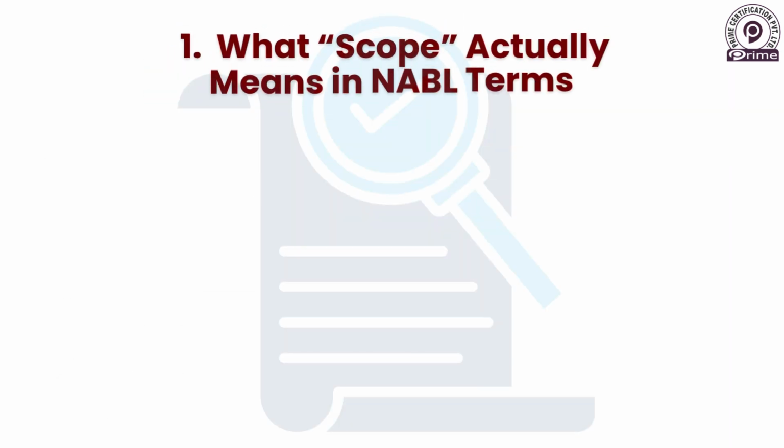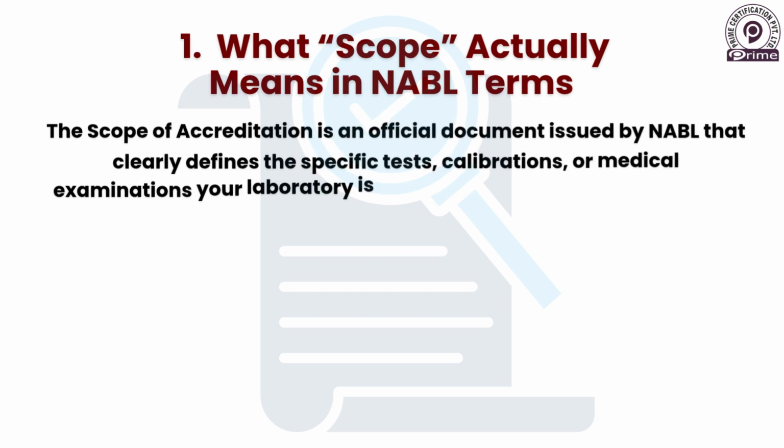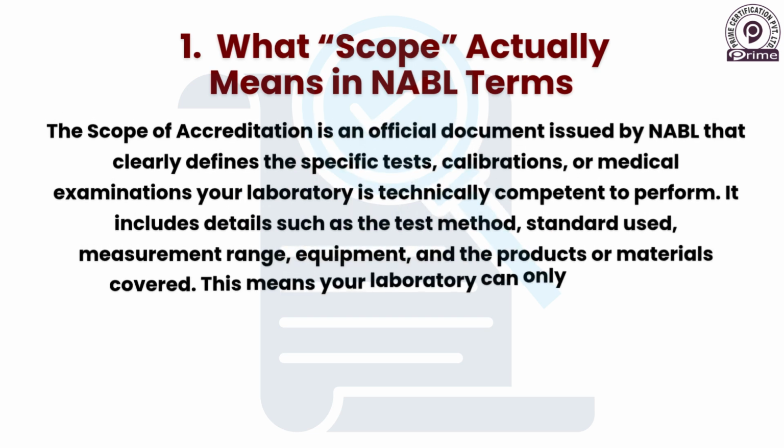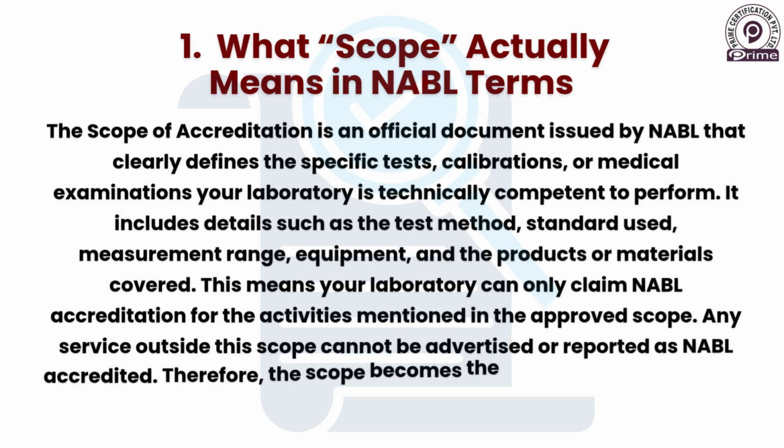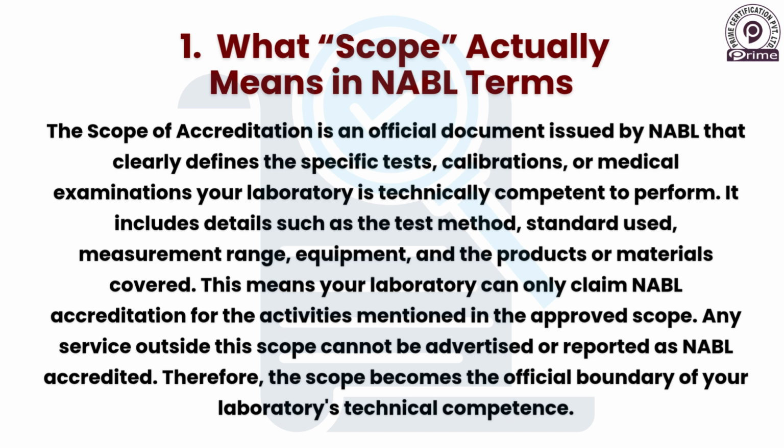Number 1. What scope actually means in NABL terms? The scope of accreditation is an official document issued by NABL that clearly defines the specific tests, calibrations, or medical examinations your laboratory is technically competent to perform. It includes details such as the test method, standard used, measurement range, equipment, and the products or materials covered.